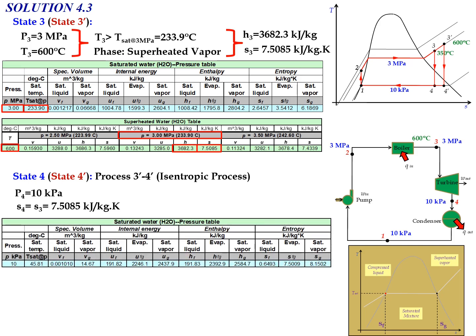Now we need to check the phase for state number 4 by using the saturated water table. Compare the S4 value with SF and also SG. We will have the S4 value between SF and SG at 10 kilopascal. So the phase is still a saturated mixture.